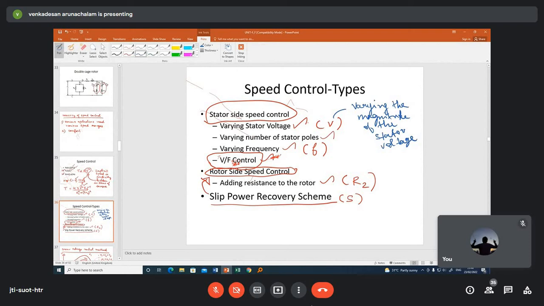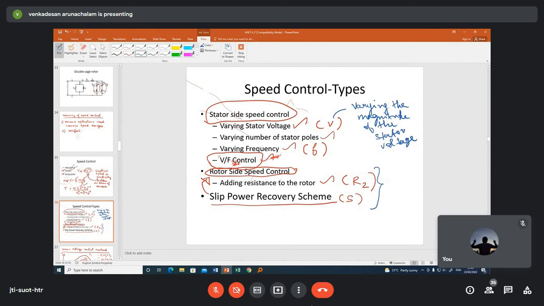Rotor side control method, you have two categories. One is adding resistance to the rotor. So rotor resistance control method, that is the first method, and slip power recovery scheme. So here, when you add resistance to the rotor or in slip power recovery scheme, the slip of the machine is varied.